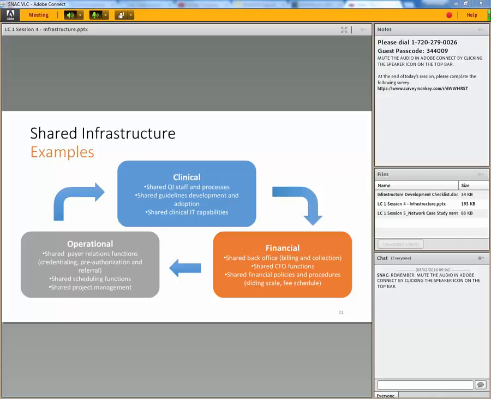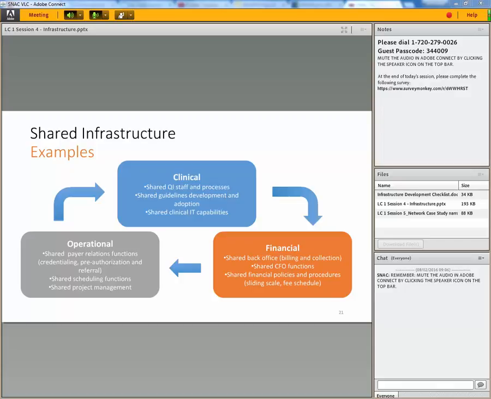In the financial realm, we have seen networks that have built shared infrastructure around improving the efficiency of back office processes like billing and collections, commonly referred to as the revenue cycle. Others might utilize a shared CFO. So each member organization gets insight from a high-level executive that really understands the managed care environment and the financial realities of the contracts they're in, but not every organization needs to maintain that capability. Or they may develop shared financial policies and procedures to simplify and streamline their operations.